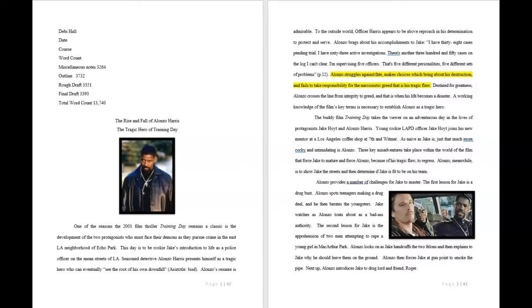Now, the fun thing is that I wrote this thesis statement after the essay was written, because I wasn't sure exactly which order I was going to place his tragic qualities.